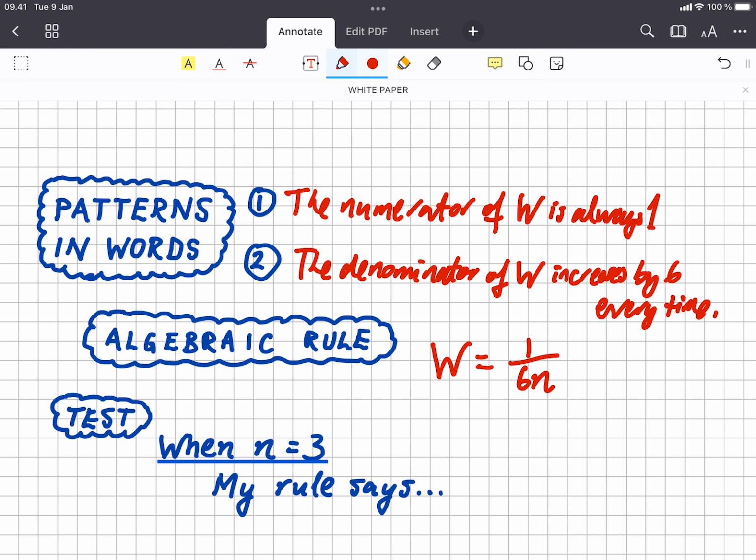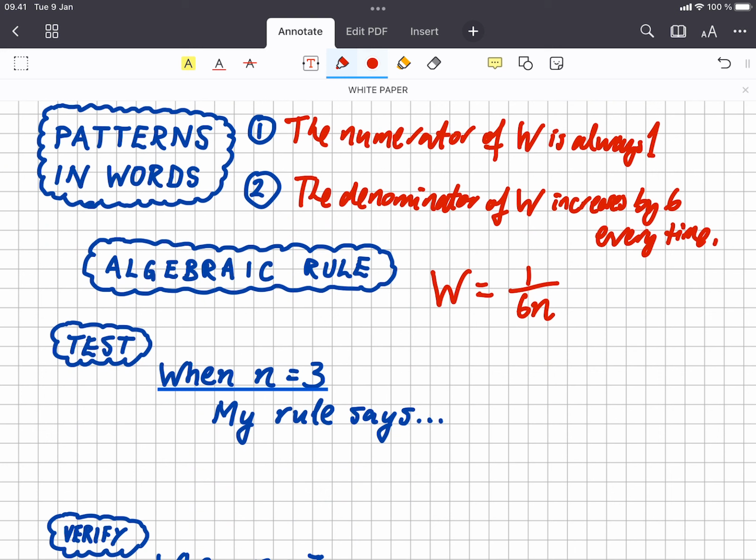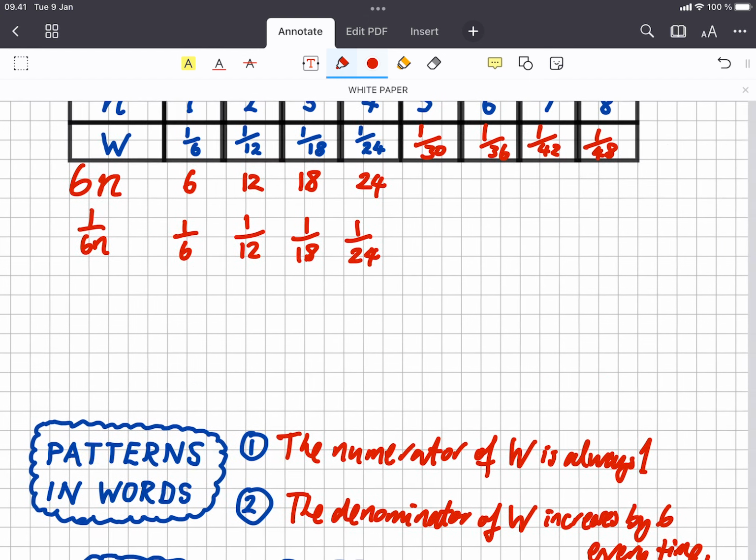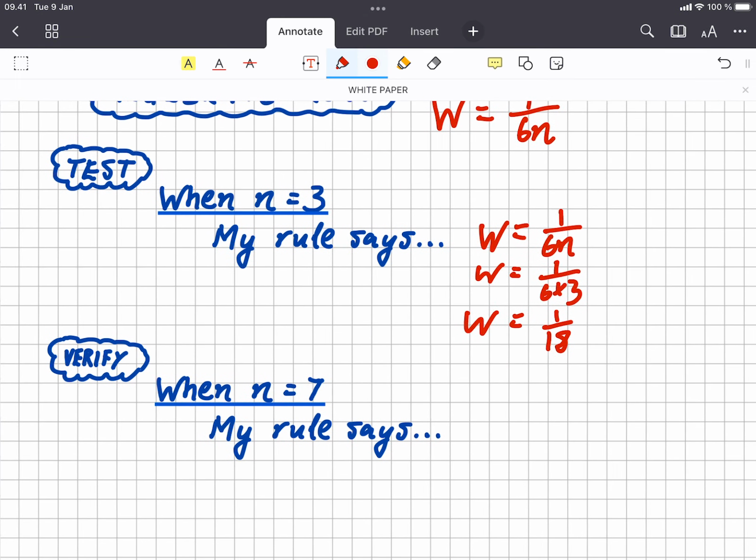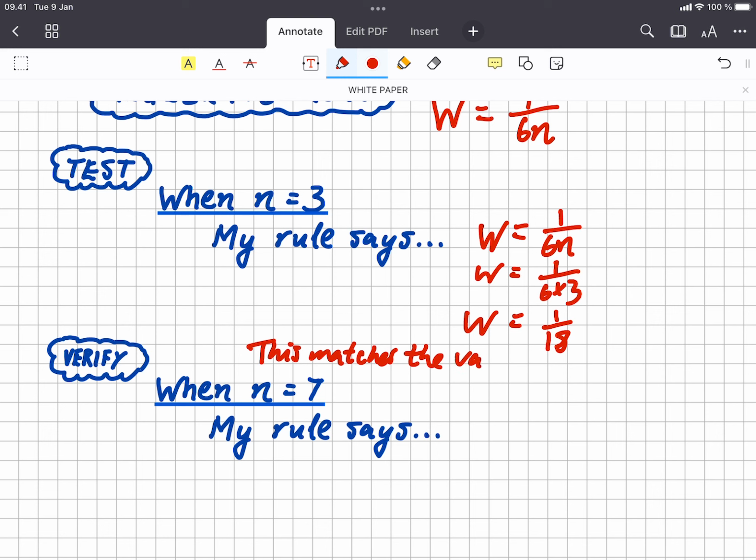Okay, so as before, we're going to test and verify that. So when n equals 3, my rule says W equals 1 over 6n, which is 1 over 6 times 3, which is 1 over 18, and that matches the value in the table. So we can write this matches the value in the table. And making that observation is often worth a mark, so it's a silly mark to lose if you don't get it.